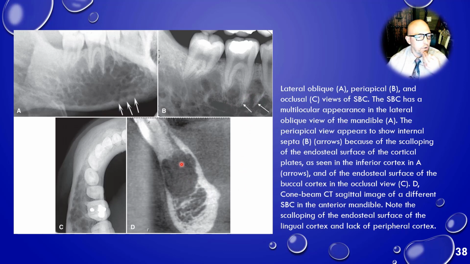This one has a kind of a cross-sectional view. This looks like an anterior tooth. And it does show a little bit of scalloping into the lingual cortex, into the buccal cortex, but not much expansion. Just an occlusal view.